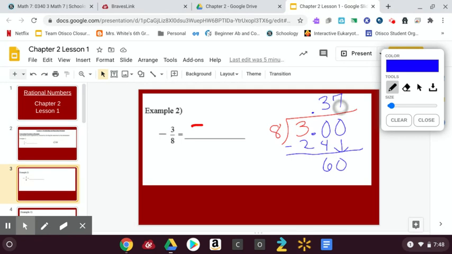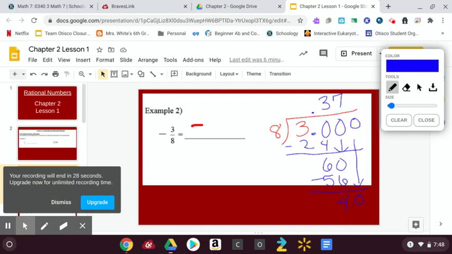8 times 7 is 56. 8 times 8 would be 64. Too many. But I still have a 4 left. When you are dividing decimals, you annex another 0 until it either terminates, which means to end, or it repeats. 8 times 5 is 40. So this does end in a 0 at the bottom, which means it is a terminating decimal, making it negative 0.375. That is a terminating decimal. To be continued in the next video.